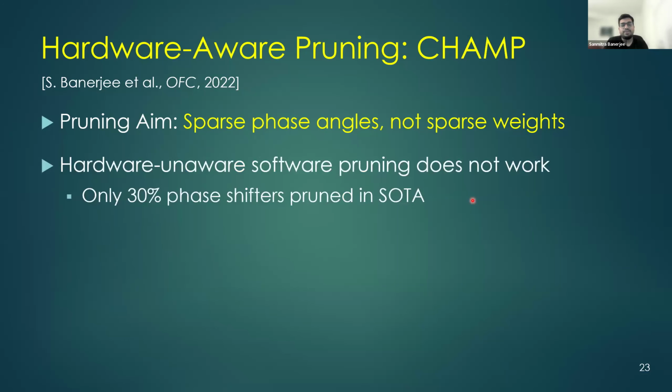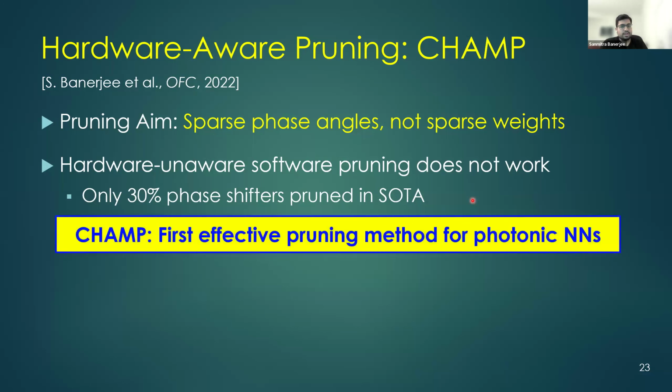Hardware-unaware software pruning does not really work. Prior work has shown that only somewhere around 30% of phase shifters can be pruned if we do not look at the photonic hardware at all and just try to map software-pruned weight matrices back into hardware. So coherent hardware-aware magnitude pruning, shortened to CHAMP, is the first effective pruning method for photonic neural networks.